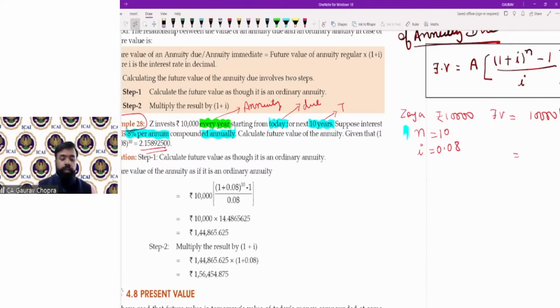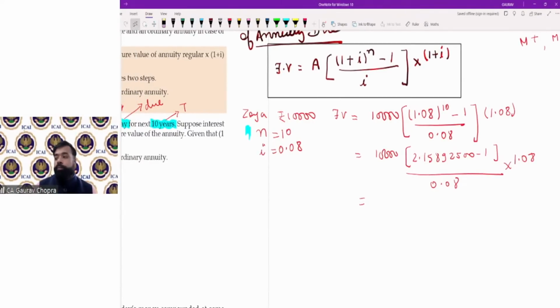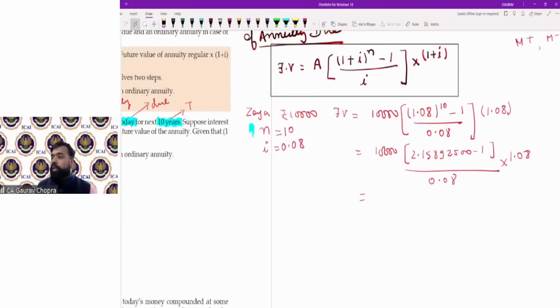So 2.1589, 10,000, 2.158925 minus 1 upon 0.08 multiplied by 1.08. Now you have to solve this completely on your calculator and let me know what answer you are getting. Okay.